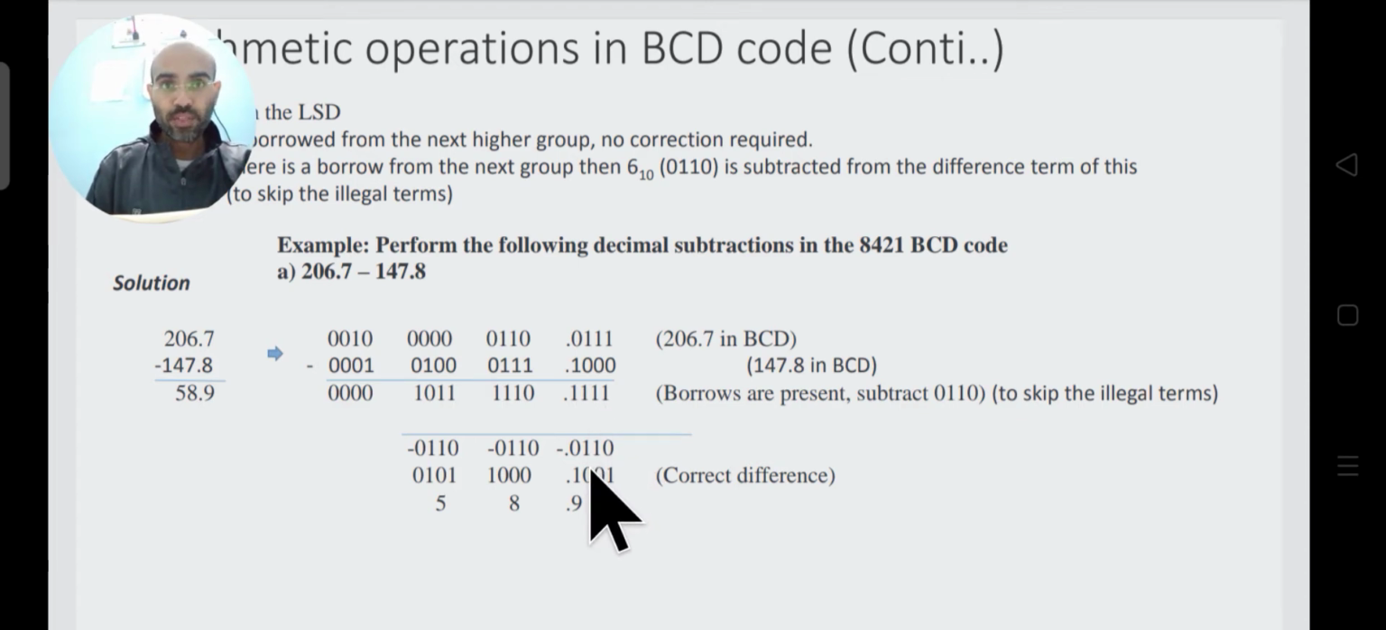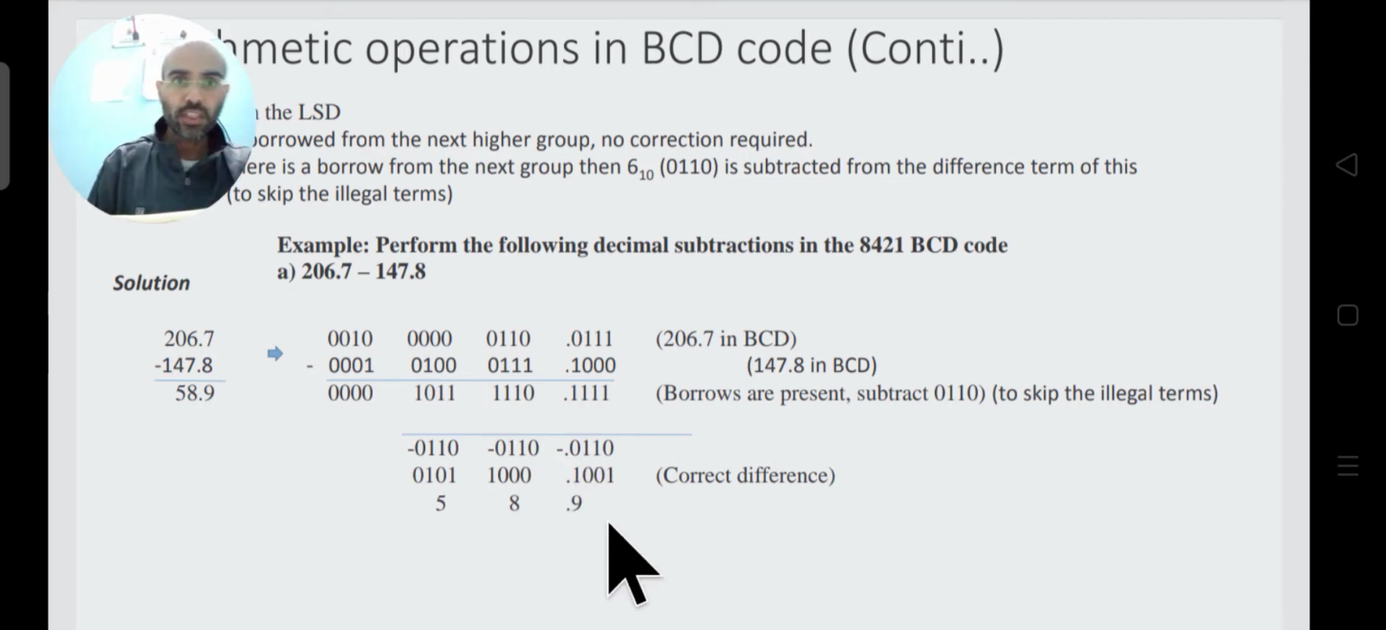If we subtract this, 1 minus 0 is again 1, 1 minus 1 is 0, 1 minus 1 is 0, and 1 minus 0 is 1. So finally this is what we get. Now check whether this is a legal BCD code or not. If it is a legal BCD code, then we write its equivalent decimal number. If it is not, then we need to skip the illegal terms, so again we have to add 6 to it, or subtract 6 from it.